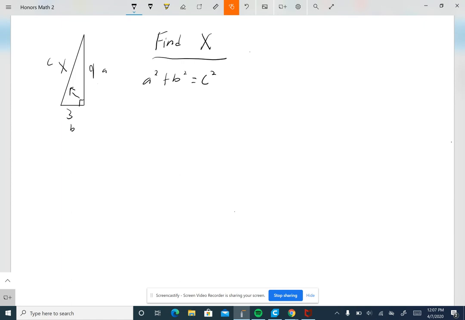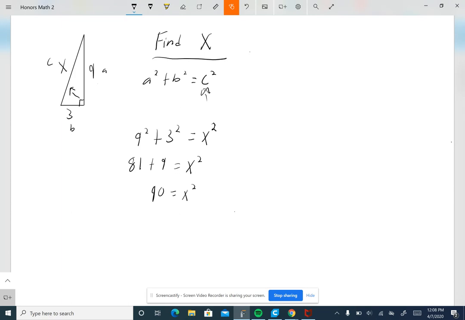So to solve this, we want to find x. So basically we want to find c. So we can just plug in, okay? And you've got 9 squared plus 3 squared equals, well, we'll call it x since we're looking for x, equals x squared. All right, so 9 squared is 81, 3 squared is 9, and then x squared is just x squared. So we've got 90 equals x squared.